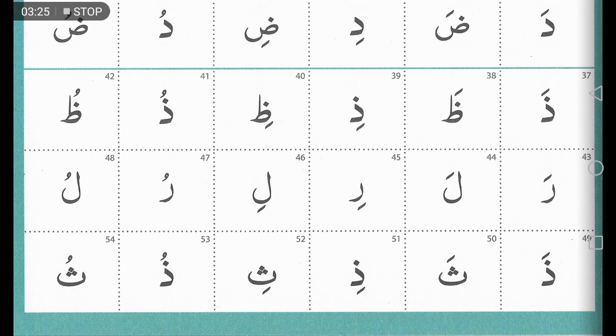Okay, next line, ra and lam. They look the same, and that's about where the similarities end. Ra, la, ri, li, ru, lu. And the last line on this page, a dhal and tha. They share the makhraj, but the sounds are different. The, th, vi, thi, vu, thu.